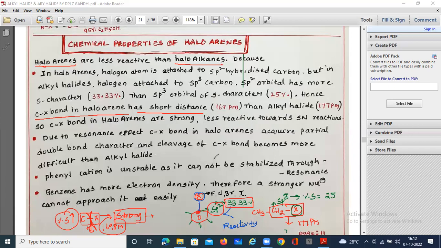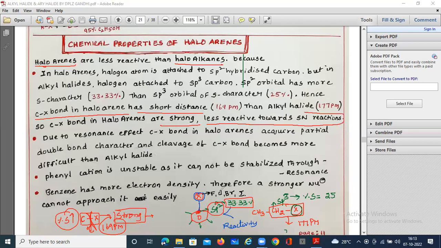Okay, carry on. So got it, beta? Here it is not that easy to separate out. That means the cleavage of the C-X bond is not that easy because it is strong. So that's why it is less reactive. Clear? See, the C-X bond in haloarenes is strong. So that's why it is less reactive towards what?